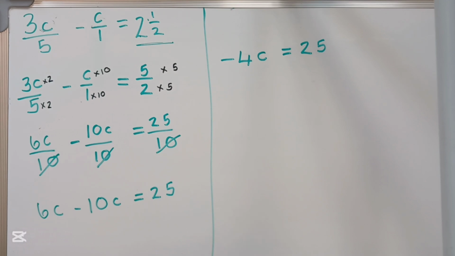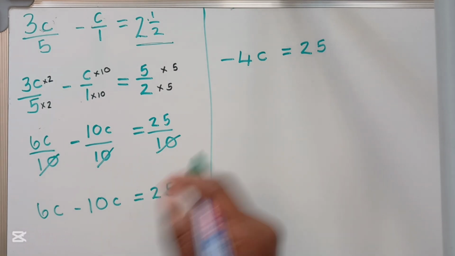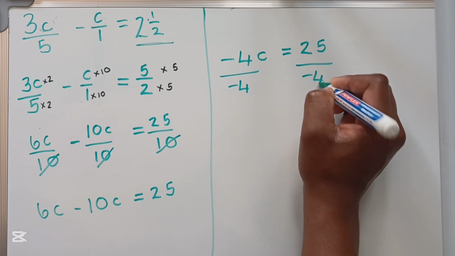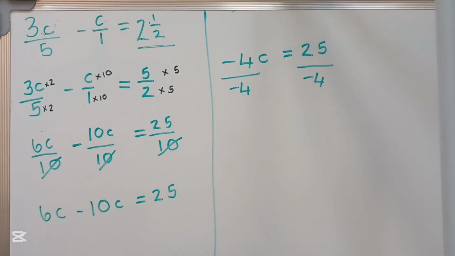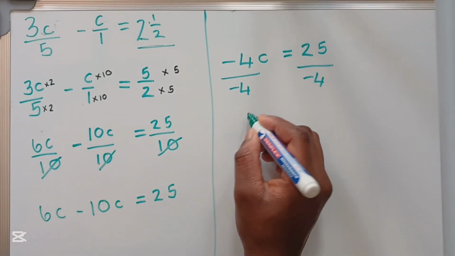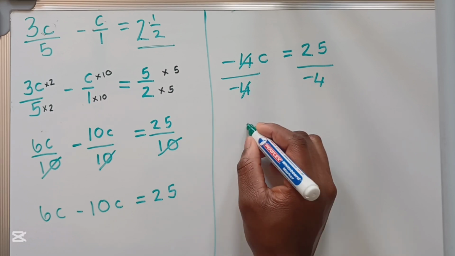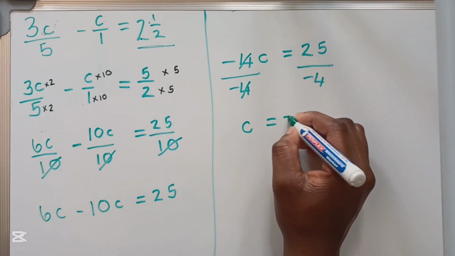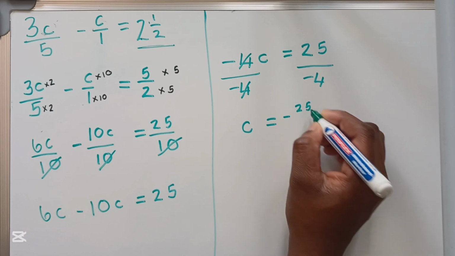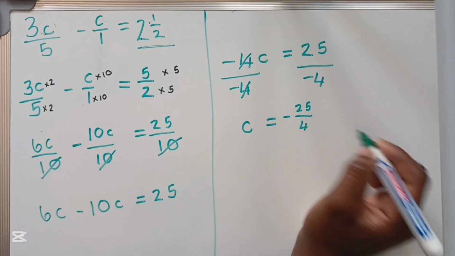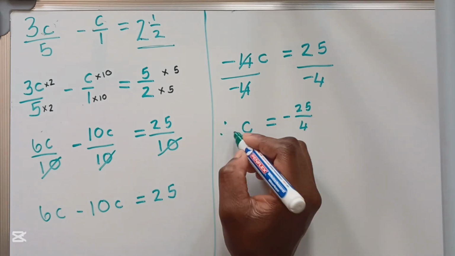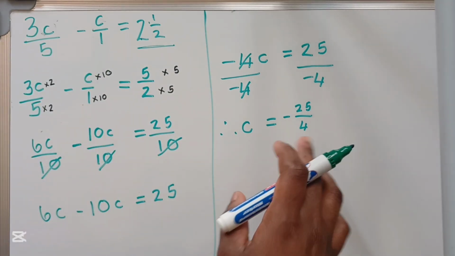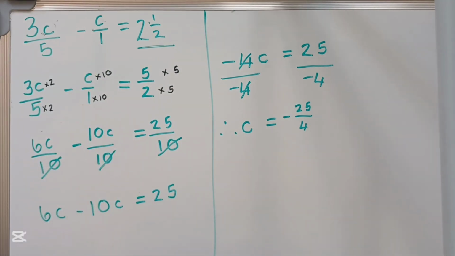We still have to isolate that unknown variable c. So we divide both sides by negative 4. These two cancel out. We have c. 25 divided by negative 4 will give you negative 25 over 4. Therefore, the value for c in this fractional linear equation is negative 25 over 4.